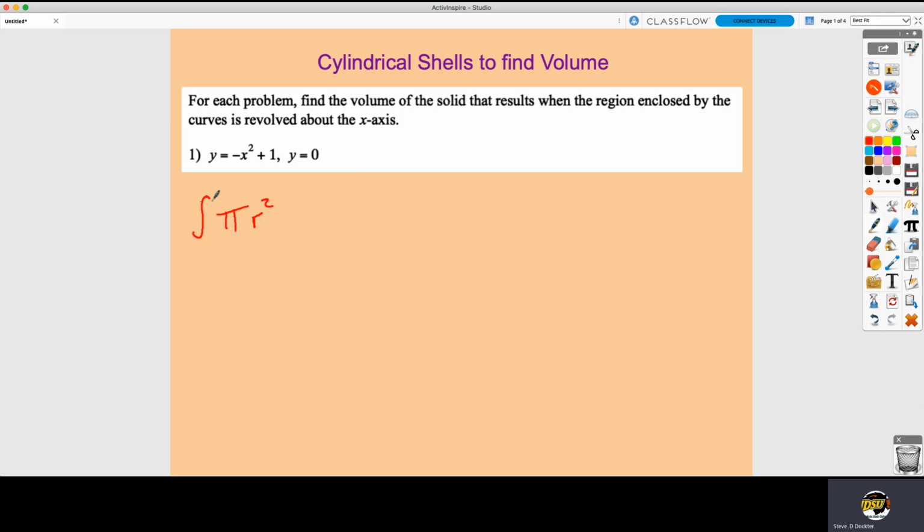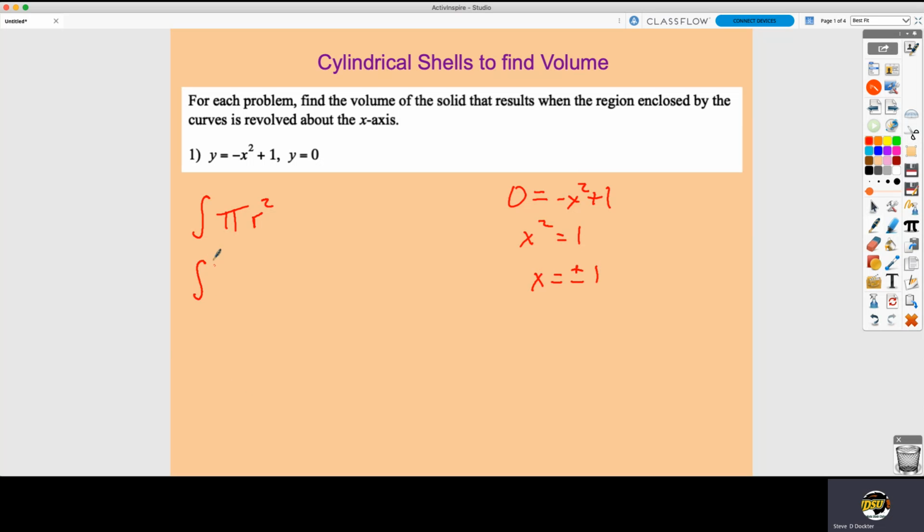Now we do have to figure out what our radius is, and we have to figure out what our restrictions are on this one, okay? First of all, do we know our restrictions for this? No. How do we find them? Yep, we set them equal to each other. And we solve for x, so we're going to move the x squared over, take the square root, so x equals plus or minus 1.